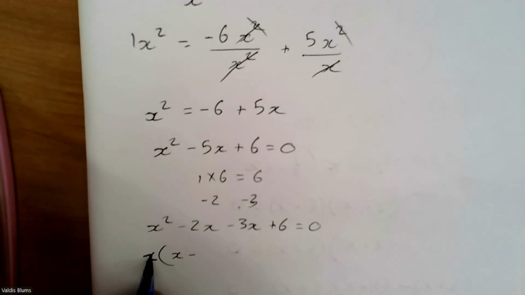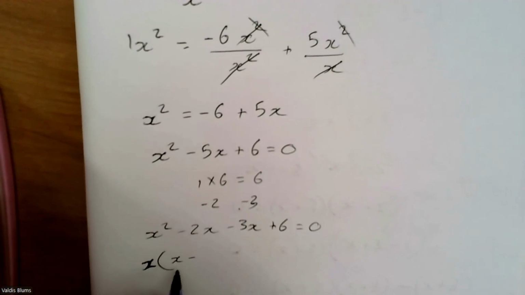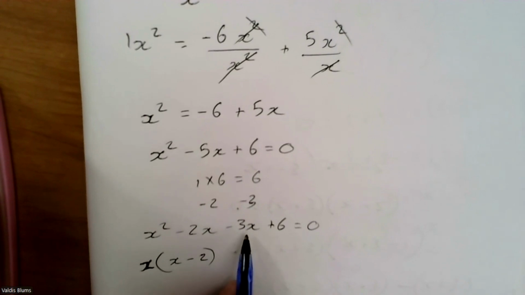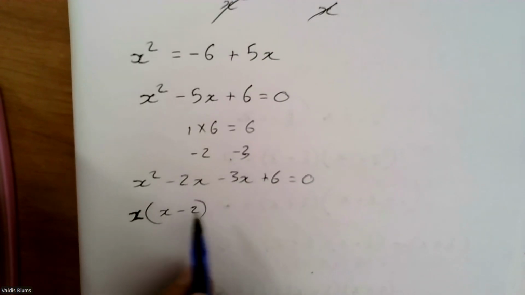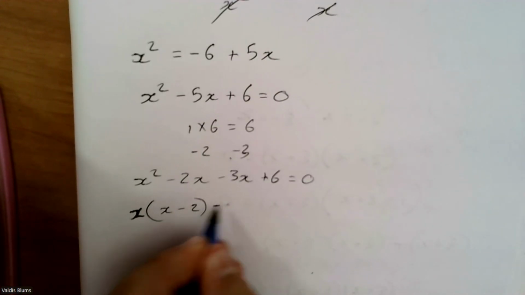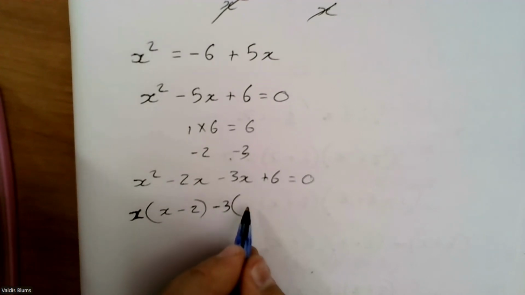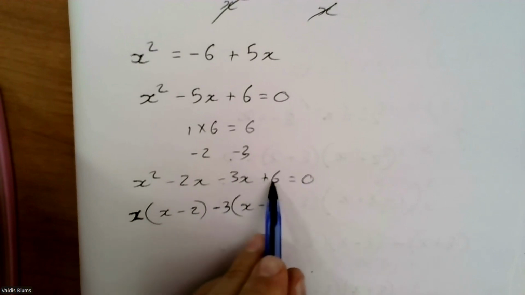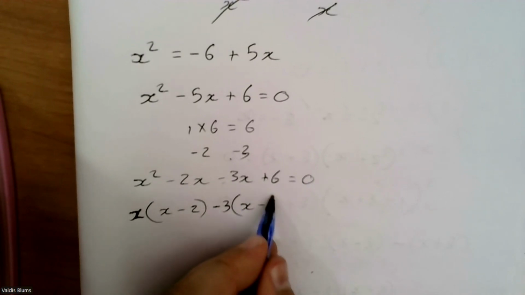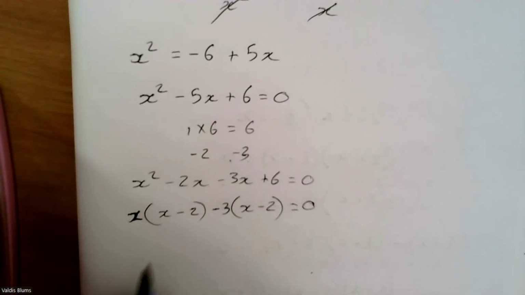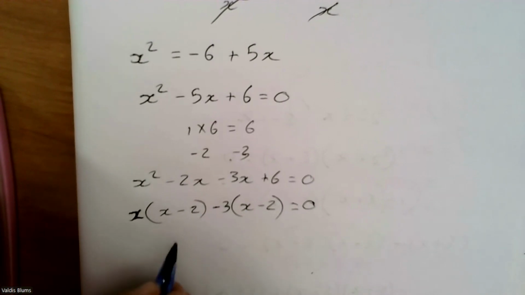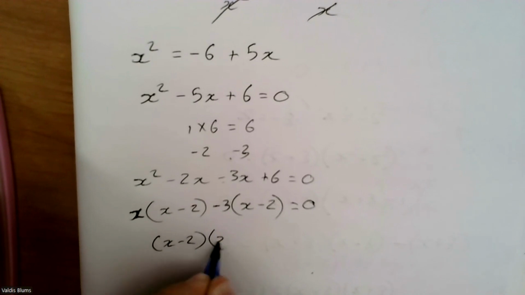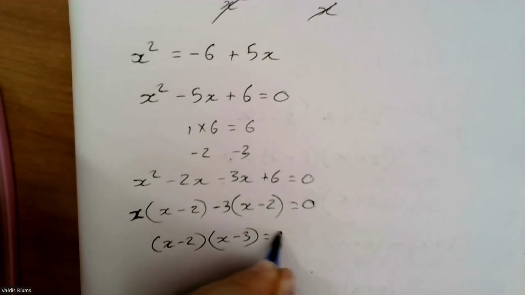So we're factorizing out x from these first two terms, leaving behind x minus 2. And then what do we need to factorize out from these second two terms to leave behind x minus 2? Well, it's a minus 3, leaving behind x minus 2. So you're factorizing out the negative as well, leaving behind the negative 2, is equal to 0. Now we can factorize out x minus 2 from both terms, leaving behind an x minus 3 is equal to 0.